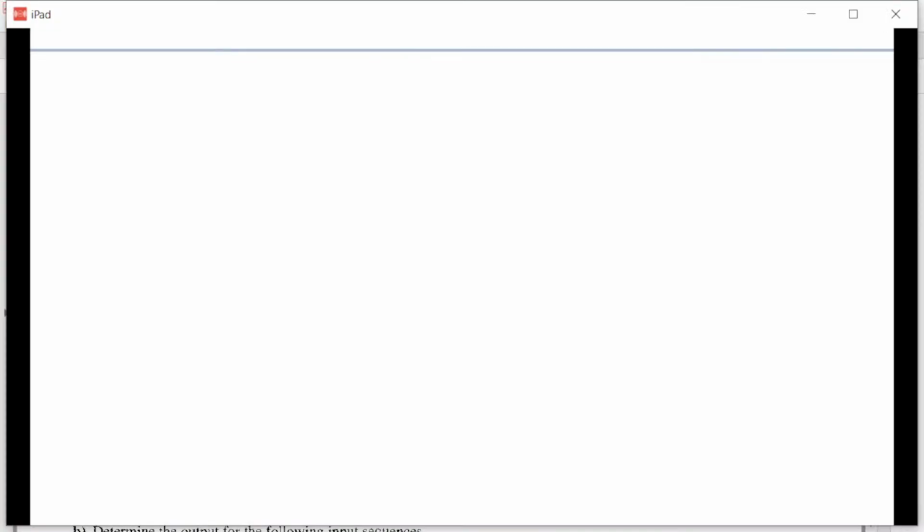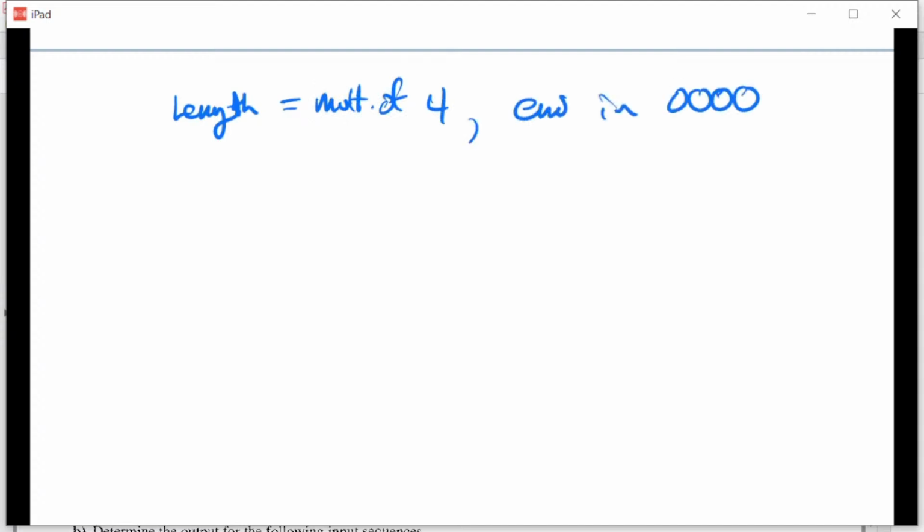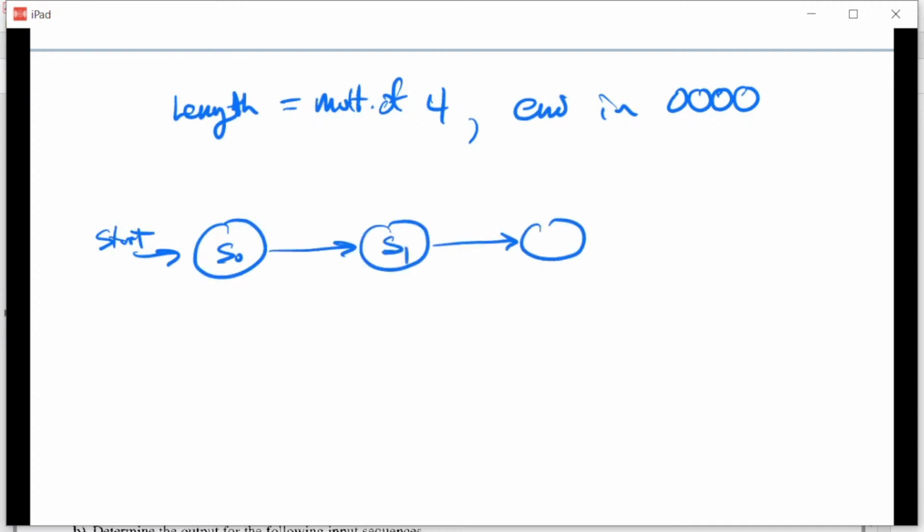Okay, so what we need to have are strings whose length is a multiple of 4 and that end in 4 zeros. So that's what we're looking for. Let's just get this out of the way right now. Let's start. S1, S2, S3. So 0, 0, 0, 0.